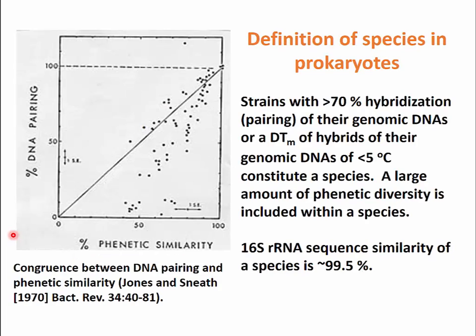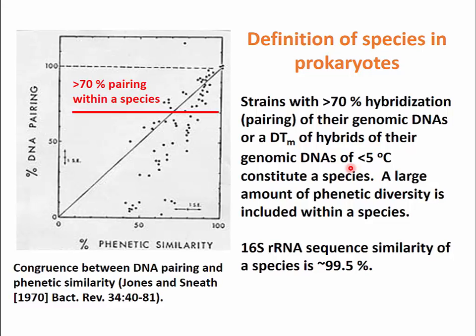what an OTU is, I just want to go over briefly the definition of a species of prokaryote. So generally, prokaryotes are classified in the same species when they have about 97% DNA hybridization, or the change in the melting temperature of their hybrids is less than 5 degrees. And this turns out to agree well with what we see now with genomic sequencing.